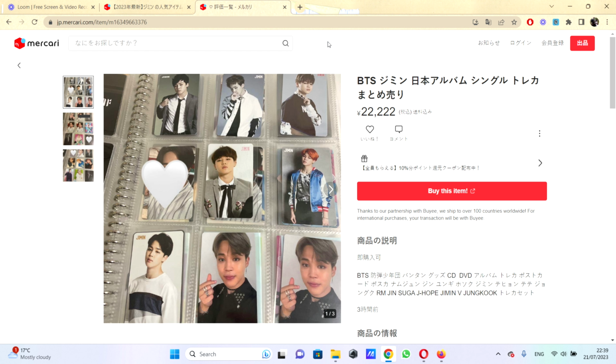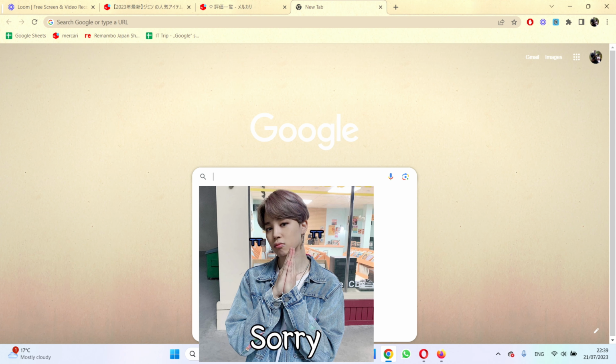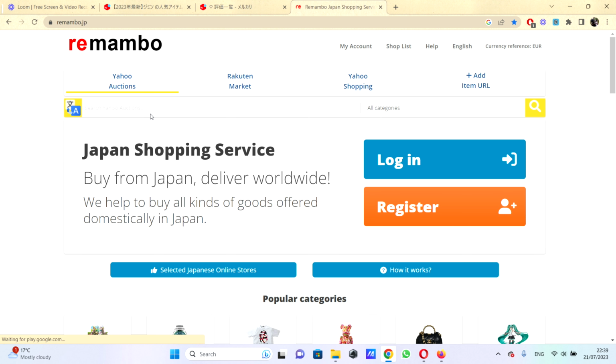So let's go to that proxy. If you click on the link and you register, then you will get to it like that. But if you don't, then you can just search for Remambo. This is, like I said, the proxy that I used. The reason why I like it is they allow you to lower the value of the items, which I will show you how to do in this video as well, because I need to ship out some stuff.